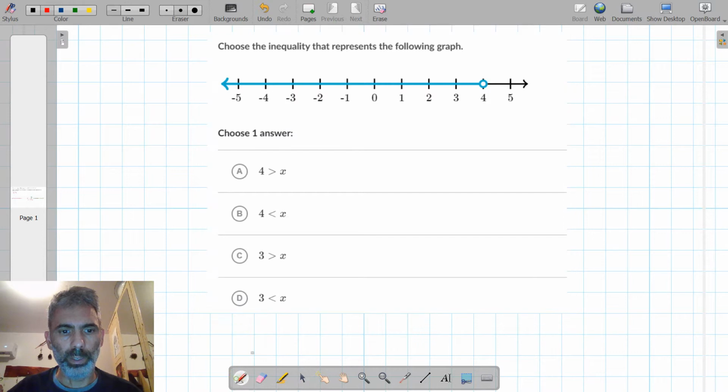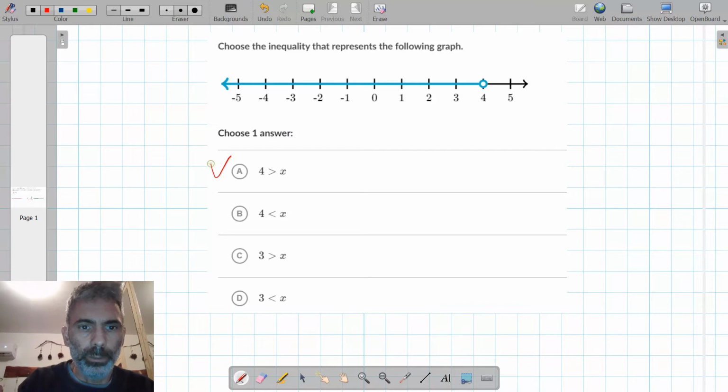Okay, so we see on the graph that the direction of the colored arrow is to the left, which means that each value of x needs to be less than 4, not including 4 itself, because the circle around 4 is hollow. Another way to think about it is that 4 needs to be greater than each value of x. Okay, so A is good.